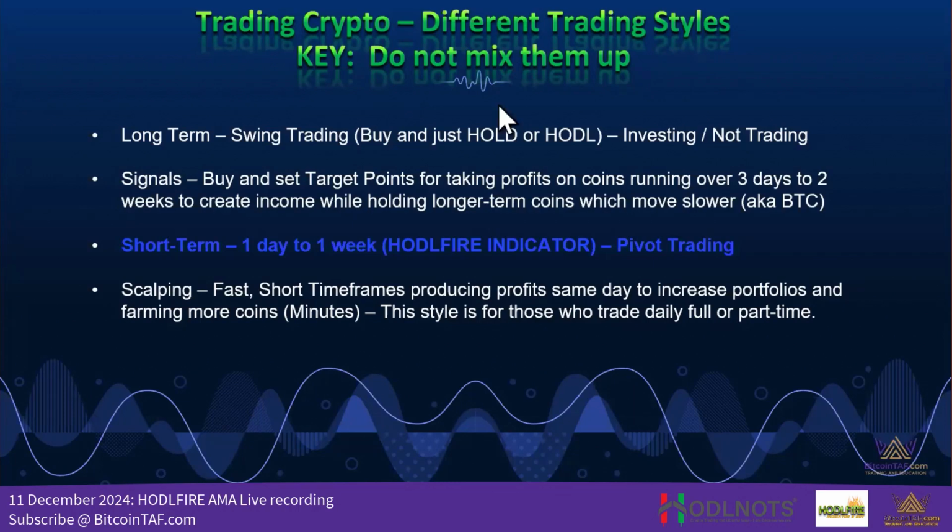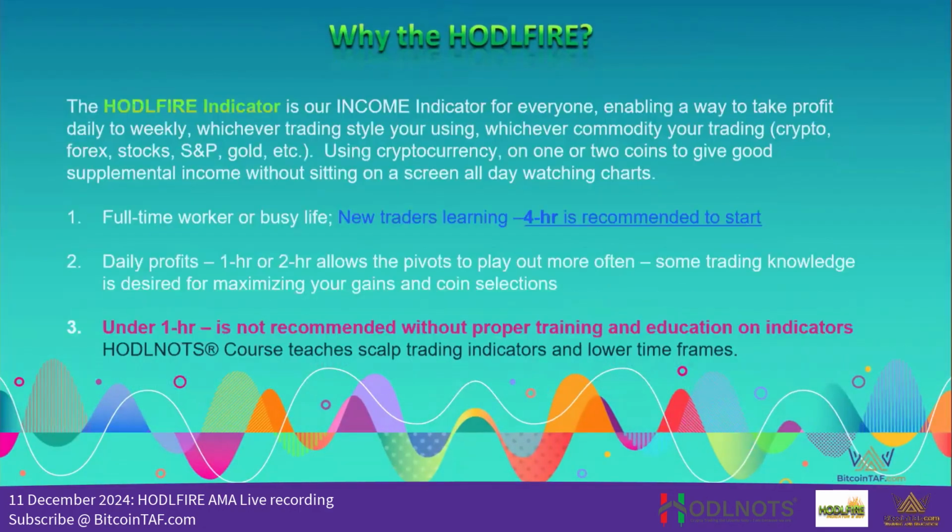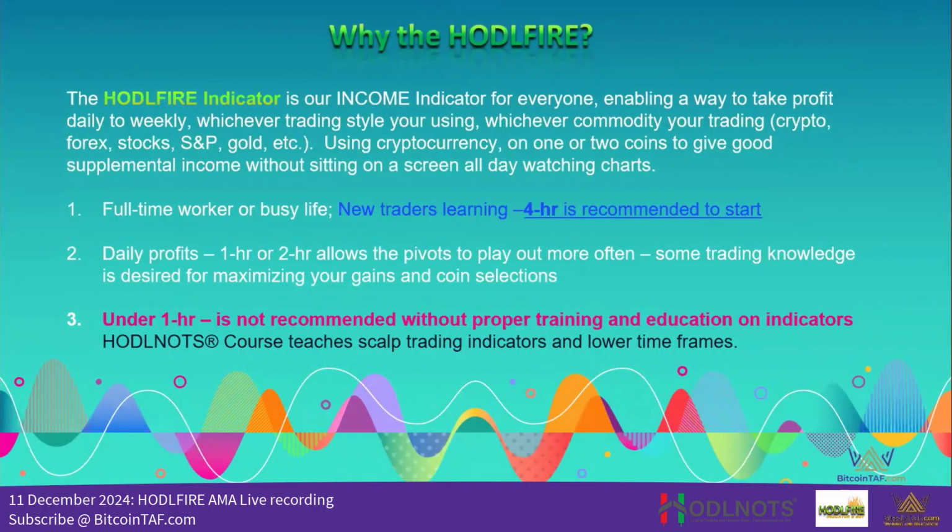But today, what I want to specialize in is the short-term, 1 day to 1 week HODLFIRE indicator. Until you can get more training and education, this one indicator can help you get in the game of crypto. And now is a really good time to do it while the market is getting warmed up, with all of the great news going on in the world on cryptocurrency. Most people know that Bitcoin went up to over 100,000. And so now we're waiting for the next levels to come in.